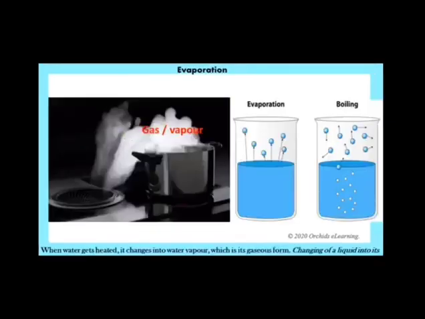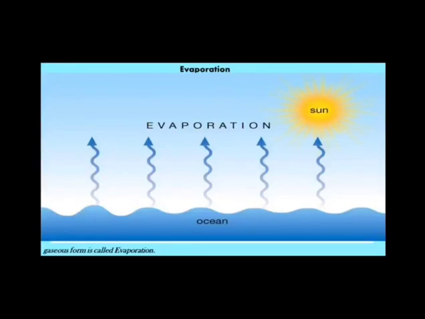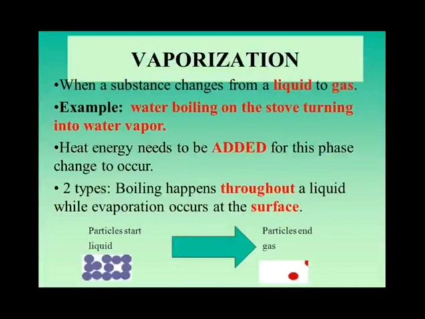So what is evaporation? When water gets heated, it changes into water vapor, which is its gaseous form, and the changing of a liquid into its gaseous form is known as evaporation. Okay, so the process in which the liquid changes into water vapor or liquid changes into gas is known as evaporation. Evaporation is also called vaporization. So when a substance changes from a liquid to gaseous state, it is known as evaporation or vaporization.